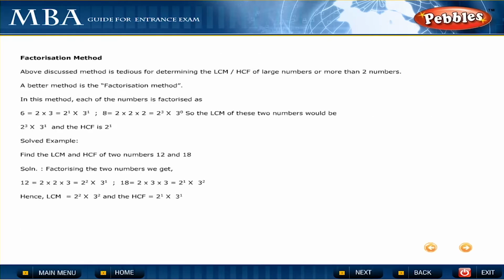Factorization method. The above discussed method is tedious for determining the LCM or HCF of large numbers or more than 2 numbers. In this method, each of the numbers is factorized as explained below.